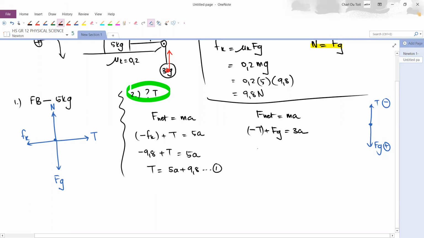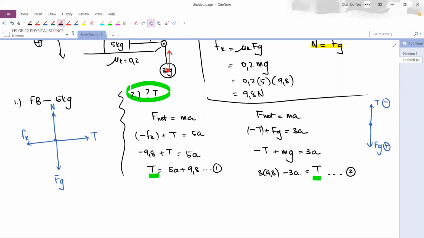In the second sum, I have negative tension in a rope plus mg equals 3a. So I'm going to make tension in a rope the subject of the equation again. I'll throw it over to the right-hand side. And then mg is 3 times 9,8 minus 3a. And there's my second equation. So those are my two equations. And I made tension in a rope the subject of both equations.